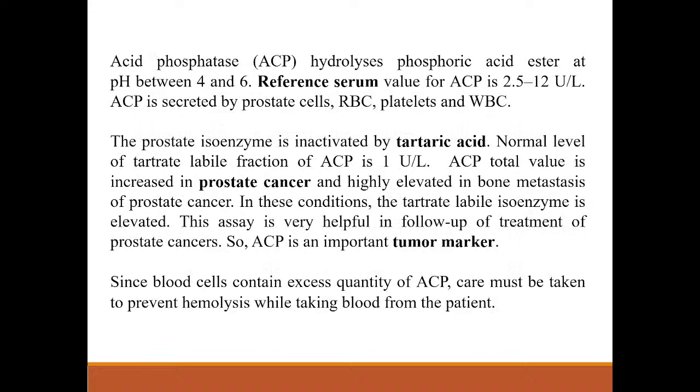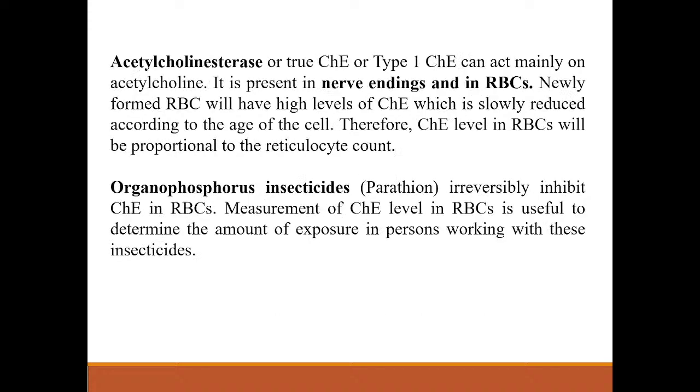Acid phosphatase is also there. This is also seen sometimes in prostate cancer, ACP. ACP is also used as a tumor marker. Since blood cells contain excess ACP, care must be taken to prevent hemolysis while taking blood from the patient. ACP is important and is used in prostate cancer. The reference level of ACP is 2.5 to 12 units per liter. It is secreted by prostate cells, RBCs, platelets and WBCs, all related to the hematological profile.